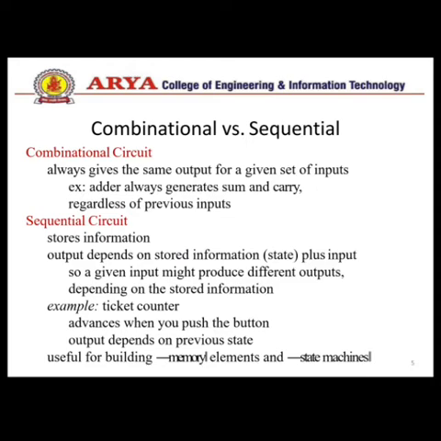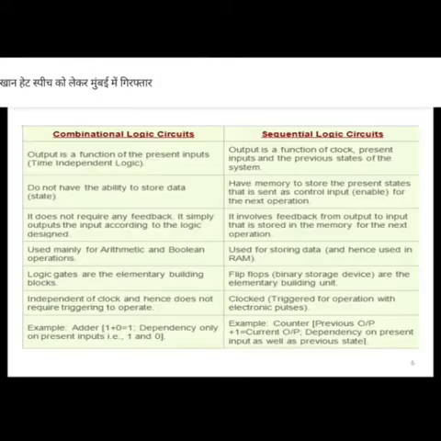In a sequential circuit, it stores information. The output depends on stored information plus input. A given input might produce different outputs depending on the storage element. For example, a ticket counter advances when you push the button. The output depends on the previous state, which is useful for building memory elements and state machines.